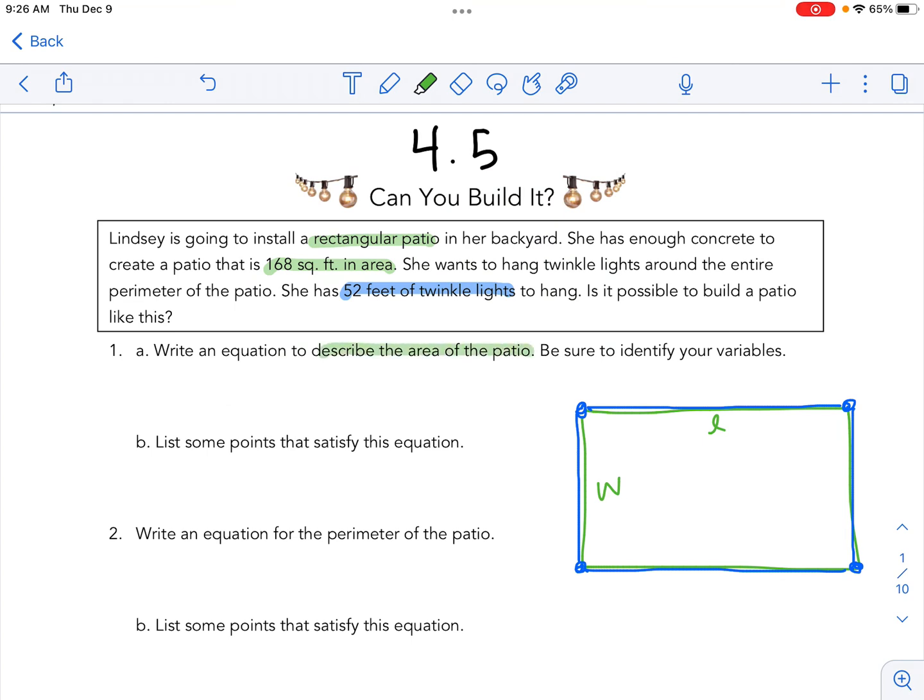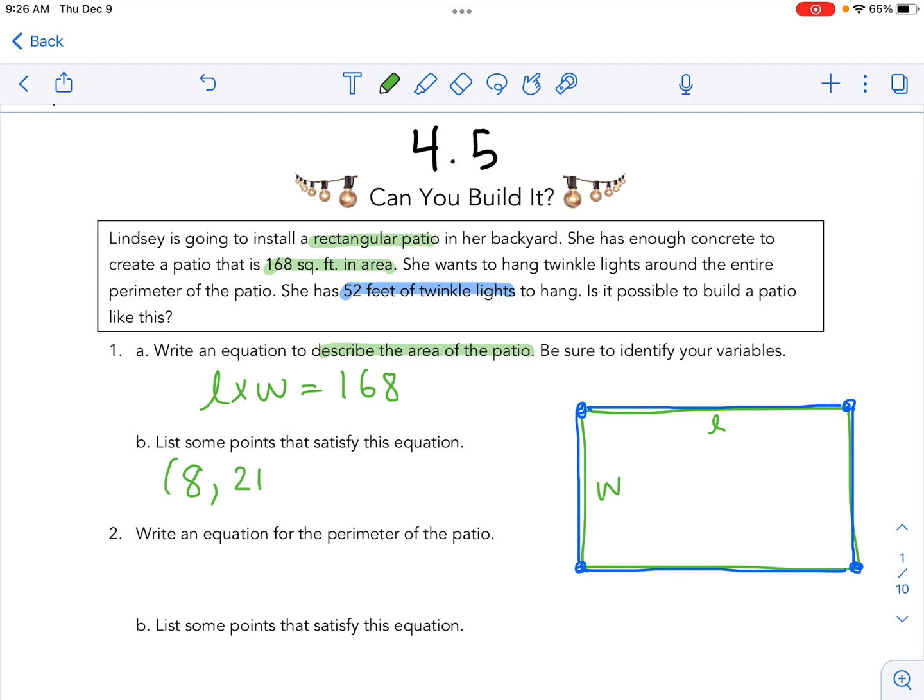So first thing it's saying is, let's develop a model to describe the area of a patio. Okay, so we know that a rectangle's area is length times width. So this is length times width, and we know that the area is a constraint. It's 168 square feet. So in other words, it's limiting us. We have to have that square footage. And then it says list some points that satisfy this equation.